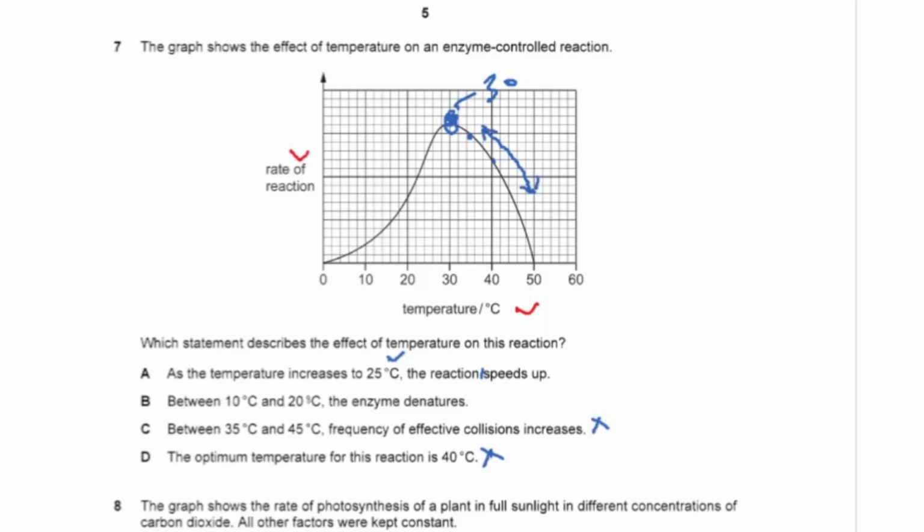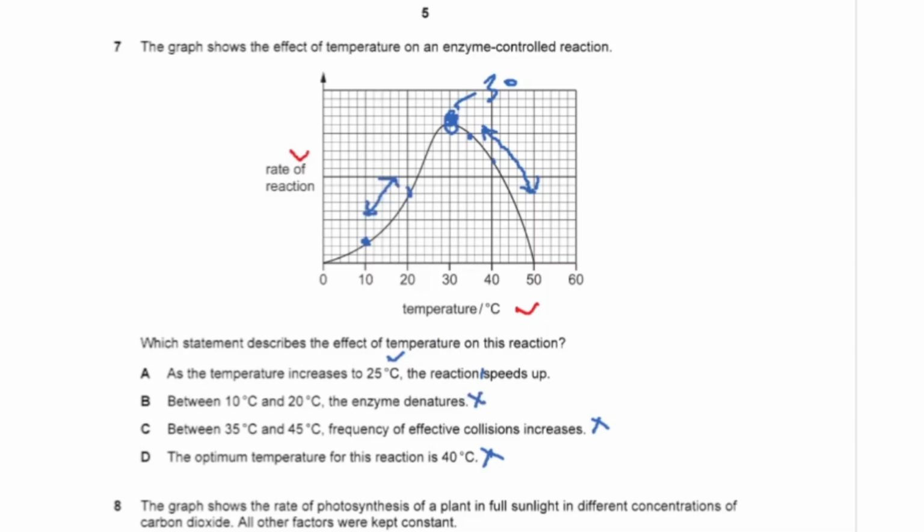Between 10 degrees Celsius and 20 degrees Celsius, the enzyme denatures. 10 and 20, the enzyme denatures. Is that correct from our graph? That's not correct, because this is 10 and this is 20. There you are even having a very effective collision, so that is also not correct.